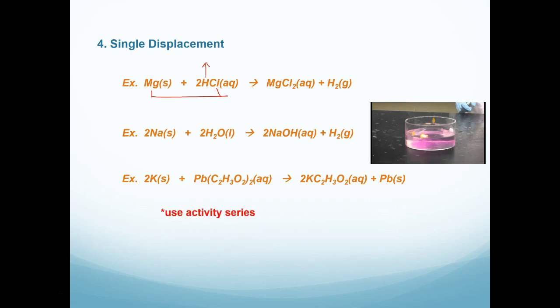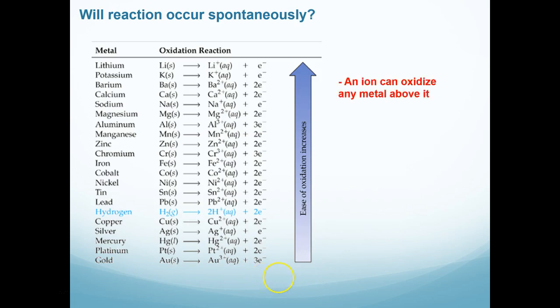Okay, in order to figure out if these reactions occur or not, we have to use something called the activity series. The activity series will always be given to you, and what we can see here is an ion can oxidize any metal above it. So here's one example. If I have lead, it can oxidize any metal that is above it on the activity series. So it can react with tin, it can react with chromium, it can react with aluminum, but it cannot oxidize anything that is below it. So it can't react with copper or silver or mercury. So that's how we use the activity series.